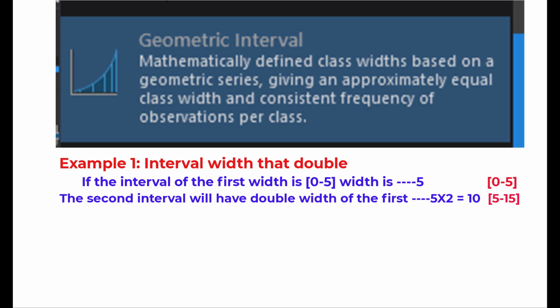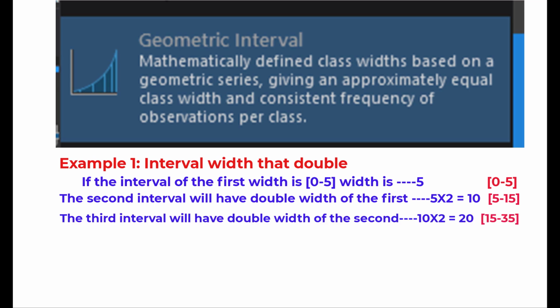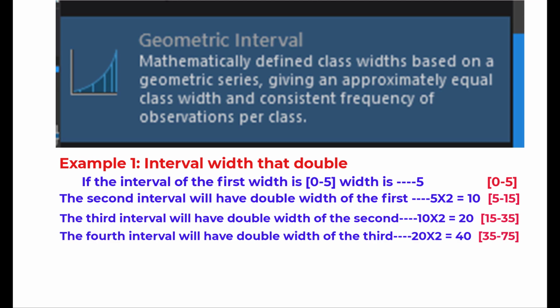so የሶስተኛው ሬንጅ ዊድዝ ደግሞ 10ን በሁለት እናባዛዋለን which will be 20. ስለዚህ የኢንተርቫል ዊድዙ ስንት ይሆናል? ከ15 እስከ 35 ይሆናል ማለት ነው። so the next range width would be 20 times double or times 2 which is 40. ስለዚህ ኢንተርቫሉ ምን ይሆናል? ከ35 እስከ 75 ይሆናል ማለት ነው and so on.